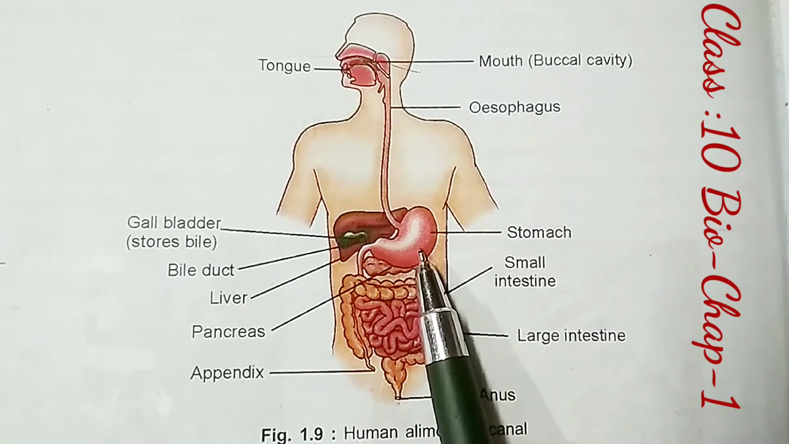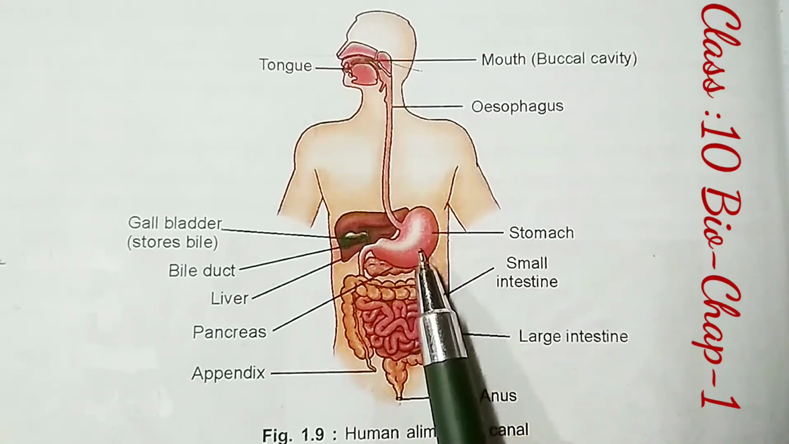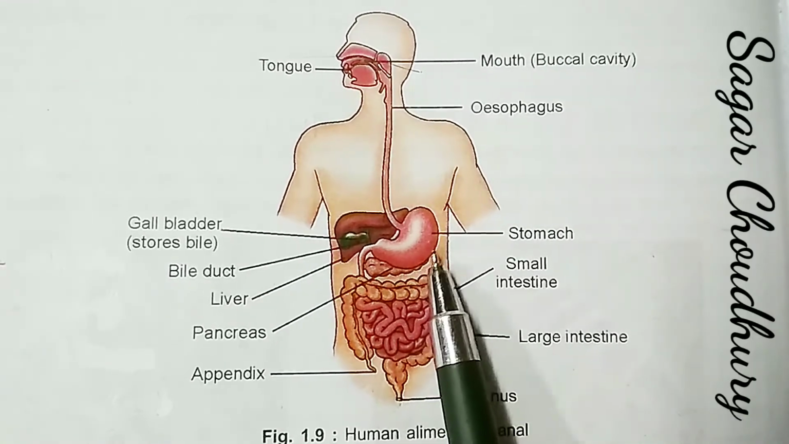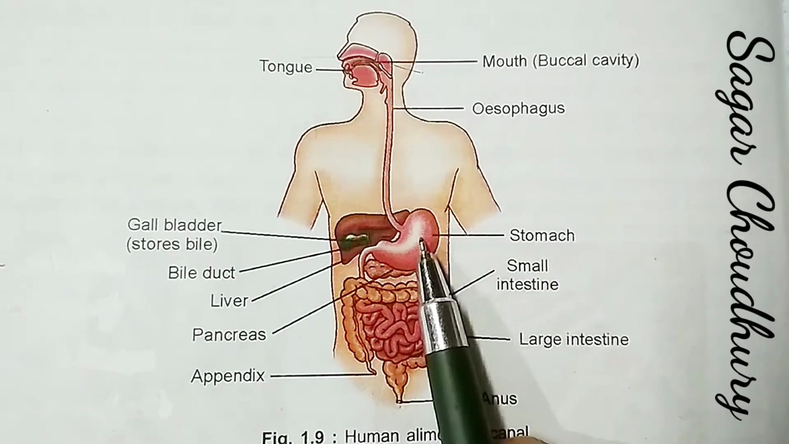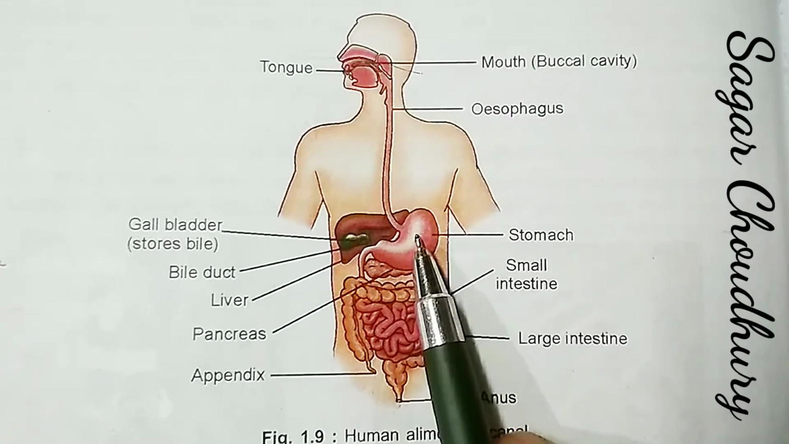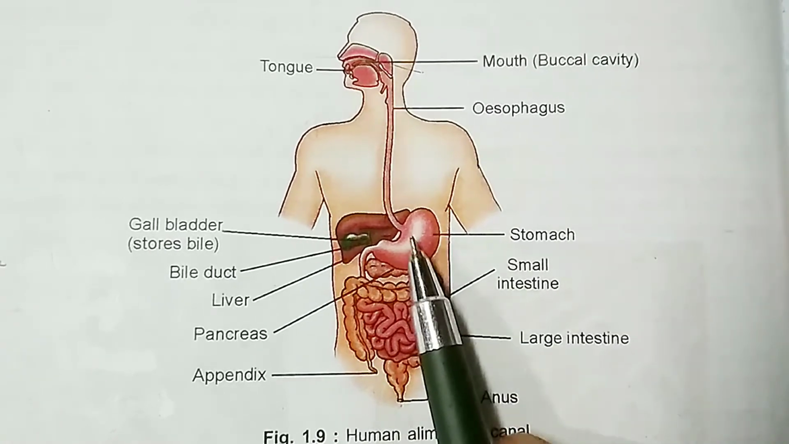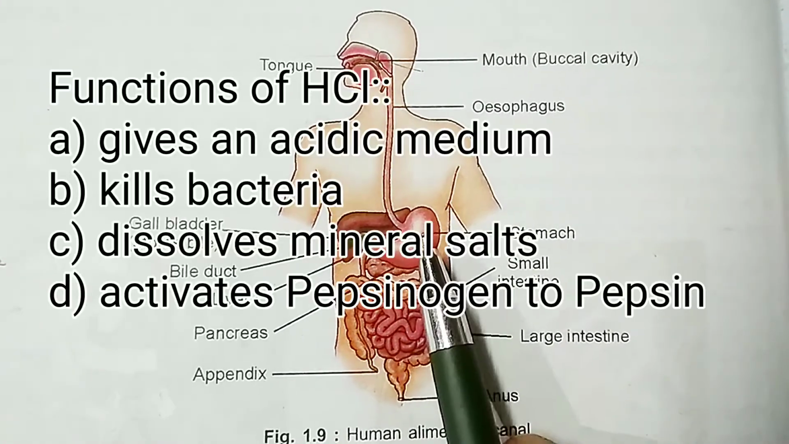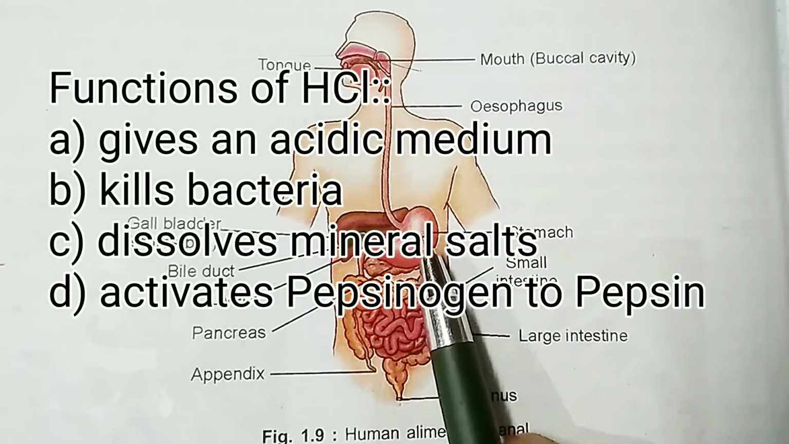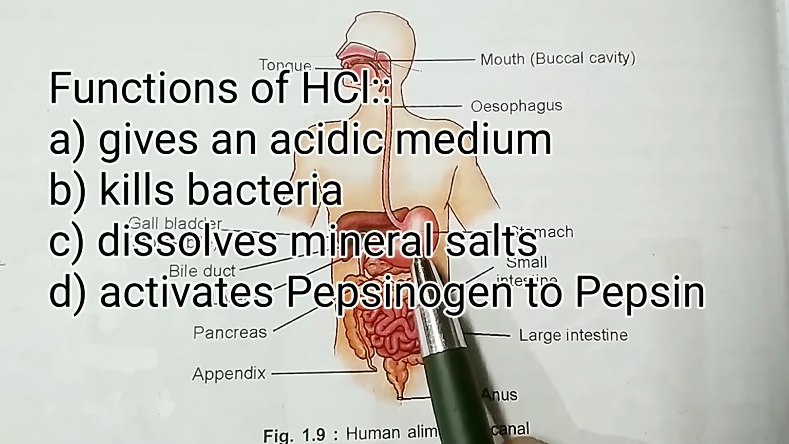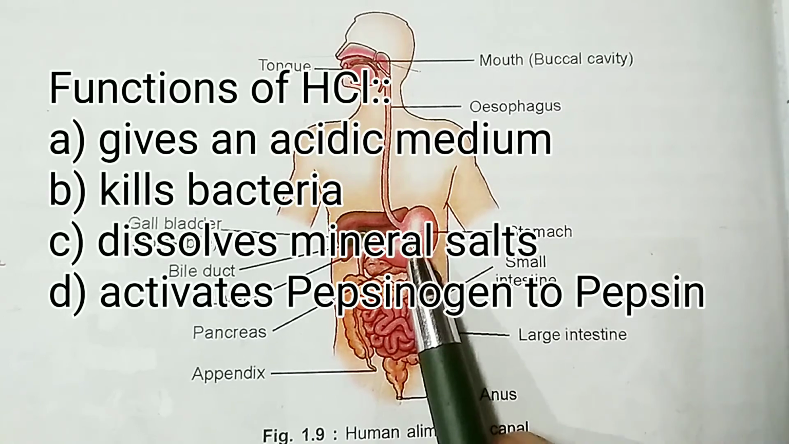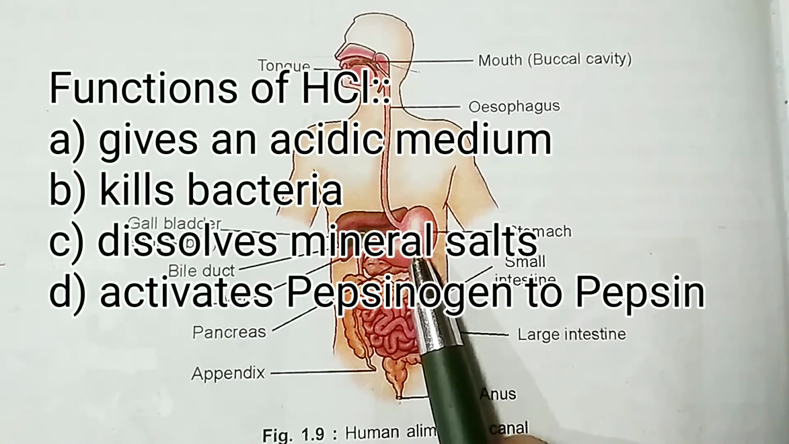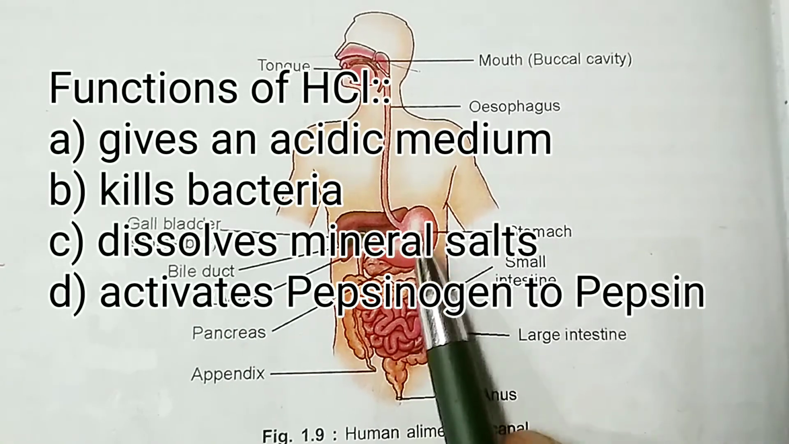In the stomach, the gastric wall secretes gastric juice, which mainly contains gastric enzymes and hydrochloric acid. The hydrochloric acid released by the stomach wall gives an acidic medium which is required for the activity of gastric enzymes. Most of the enzymes can function only when the medium is acidic. This hydrochloric acid also kills germs, mainly bacteria, which might have come along with the food.